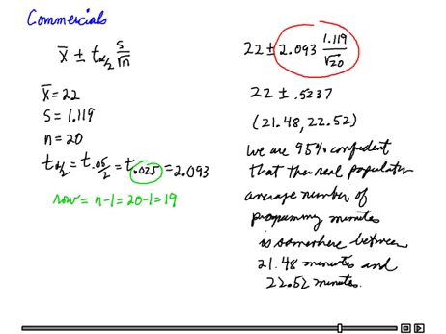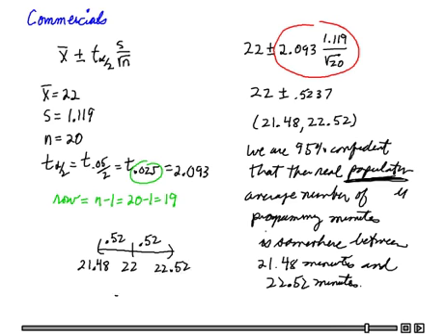In other words, the real population average mu is somewhere within 0.52 minutes of 22 minutes. Somewhere between 21.48 and 22.52. And 0.52 minutes is approximately 31 seconds.